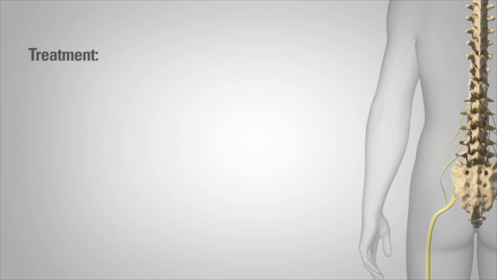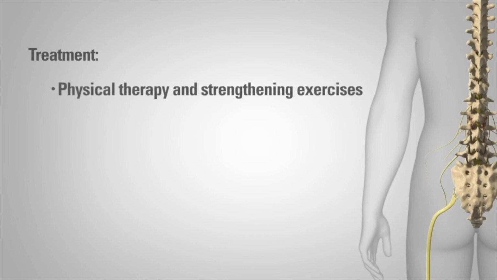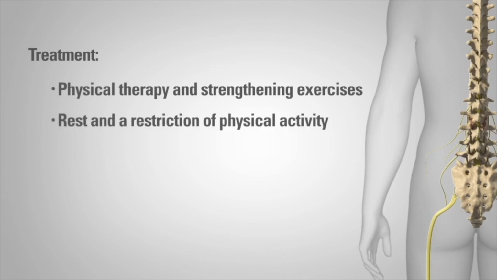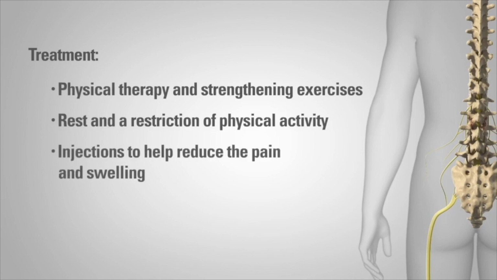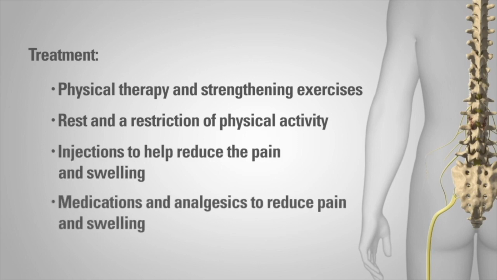The treatment options for spinal stenosis include physical therapy and strengthening exercises, rest and restriction of physical activity that bothers you, injections to help reduce the pain and swelling in acute cases, and medication and analgesics to reduce pain and swelling. If you're suffering from spinal stenosis, in this routine, I'm going to share with you a conservative treatment, which includes exercises and a rehabilitation routine that can help you reduce your pain and improve your mobility.